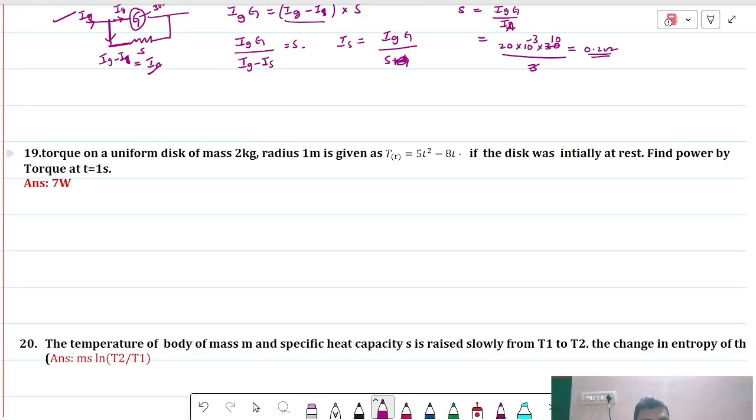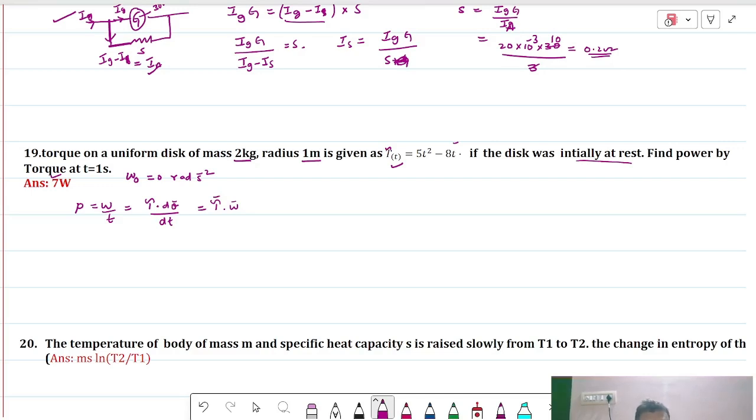Torque on a uniform disc of mass 2 kg, radius 1, is given by torque pi t square minus t, varying with time. The disc was initially at rest, omega naught is equal to 0. Find the power by the torque at t equal to, with omega in radian per second power minus 2. Power is equal to work done by time, we know that from mechanics. Torque is rotational mechanics. So work done by time is tau into d theta by dt, tau dot d theta by dt, that equals tau dot omega. We can find that out.